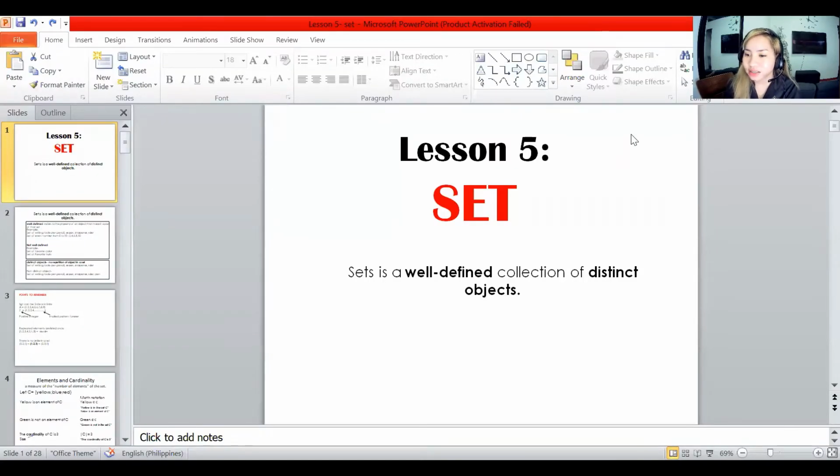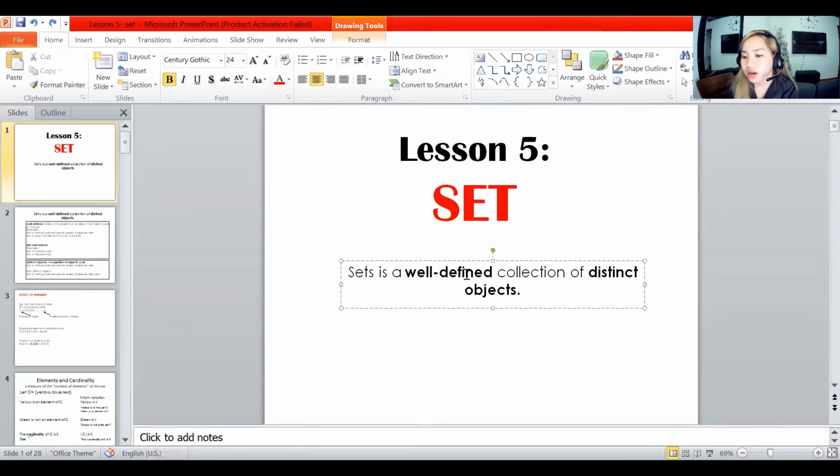Good day, everyone. This is our lesson 5, set or set theory. This topic is isa sa pinaka-importanteng concept sa mathematics or sa discrete mathematics. So let's begin. Set is a well-defined collection of distinct objects. So let's focus on the words well-defined and distinct objects.